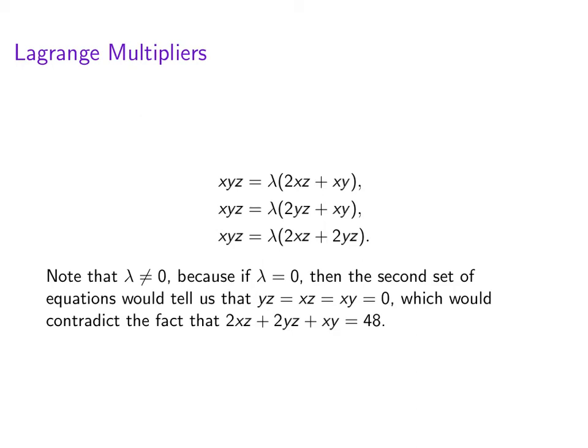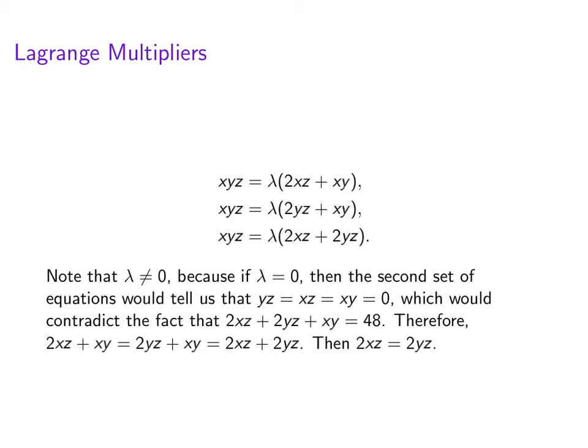First of all, lambda should not be equal to 0. Because if lambda is equal to 0, then we would get that yz and xz and xy were all equal to 0, and that would make it impossible to fulfill the constraint. So we know that lambda is not equal to 0, and so we can set all those equal to each other, and we'll get 2xz plus xy equals 2yz plus xy equals 2xz plus 2yz.